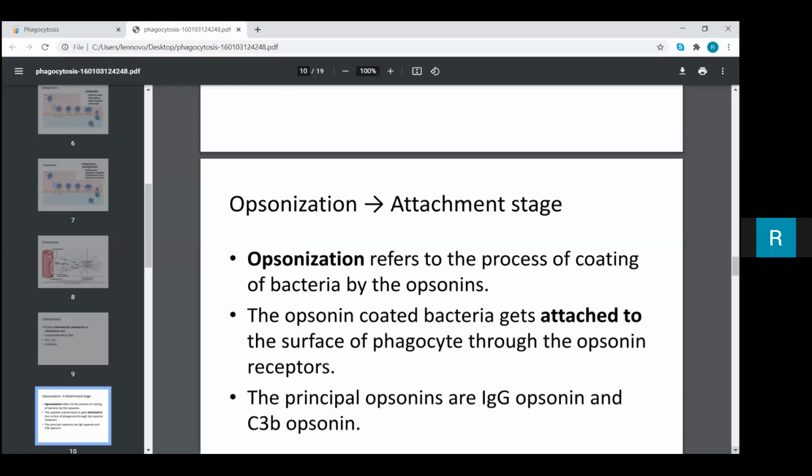On the white cell, there are receptors for C3b. C3b attaches itself to a microbe. So you have a microbe attached to C3b, attached by a receptor to the macrophage. You immobilize it and make life easier for phagocytosis.